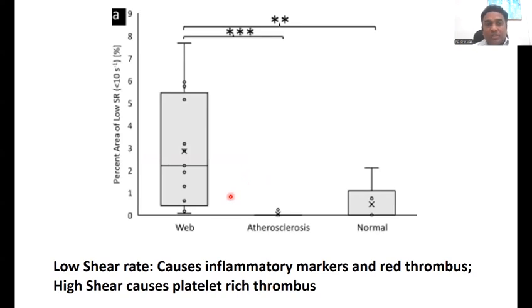Wherever there's low velocity, the shear is also low. We see a low shear. So if you look at the web, the shear rate is lower. That means the percent area of low shear is higher as compared to atherosclerosis and normal. So low shear rate causes inflammatory markers to go up, and it causes what is called a red thrombus. Whereas high shear, which is seen in atherosclerosis, causes platelet-rich thrombus.